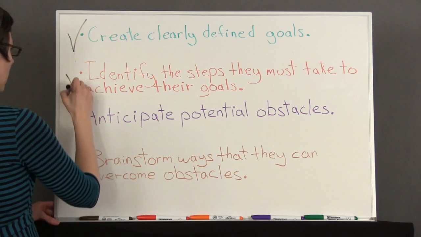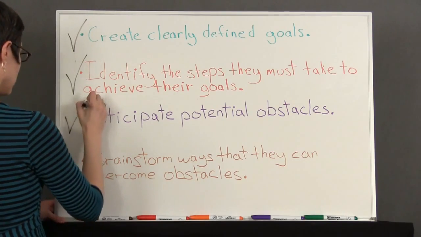Identify the steps that they must take to achieve their goals. Ask probing questions that help your students visualize these steps. Did you consider the steps that you have used previously? Which steps were helpful? Which steps need to be tweaked?